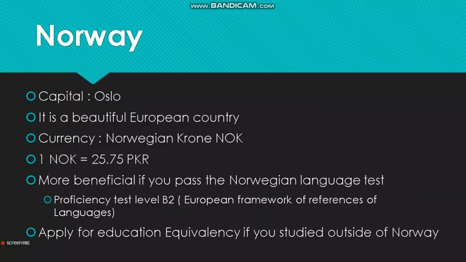Norway's capital is Oslo and it's a beautiful European country. Its currency is NOK, Norwegian krone, and 1 NOK is equal to 25.75 PKR for now, in today's date.